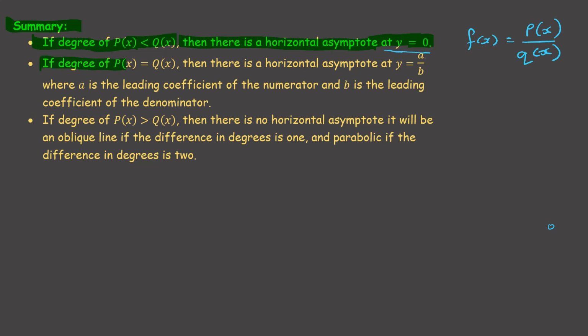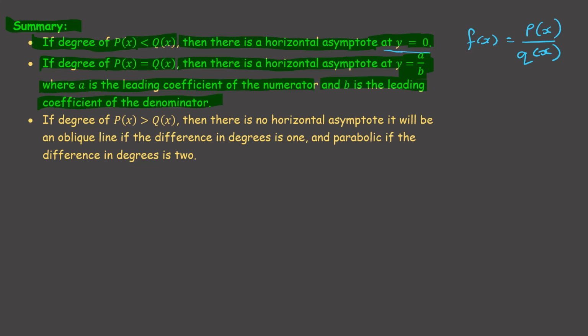If the degree of p of x is equal to q of x, then there is a horizontal asymptote at y equals a over b, where a is the leading coefficient of the numerator and b is the leading coefficient of the denominator. We only had one example like this, so let's just think about that again.